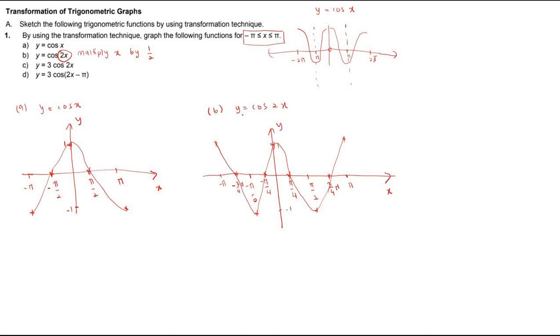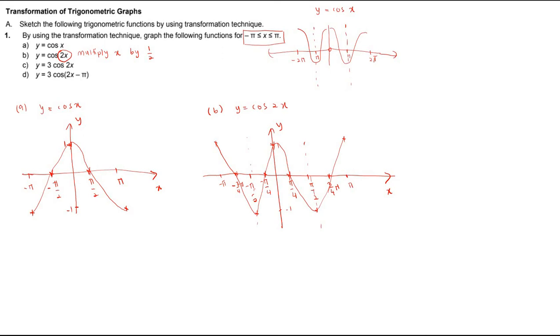Okay, this is what you get for y equal cos 2x. Originally, kalau ambil the original cycle is from here until here. Sebab pi dah jadi pi over 2. Jadi pi over 2. Tapi kita kena jawab soalan lah. Soalan nak from negative pi until pi. So, this is the new graph.